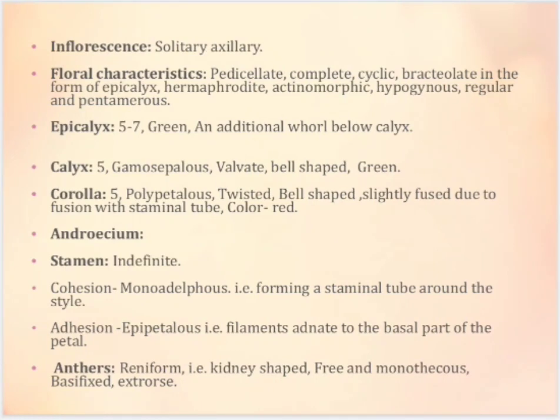Now the floral characters. Inflorescence is solitary and axillary. Flower is pedicellate, complete, cyclic, bracteolate in the form of epicalyx, hermaphrodite or bisexual, actinomorphic, hypogynous, which means ovary is superior, regular, which means complete, all four whorls are present in the flower, and pentamerous, 5 to 7.